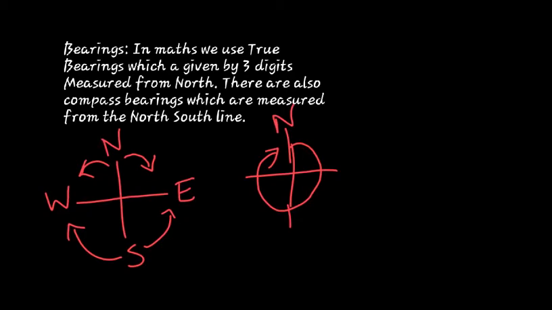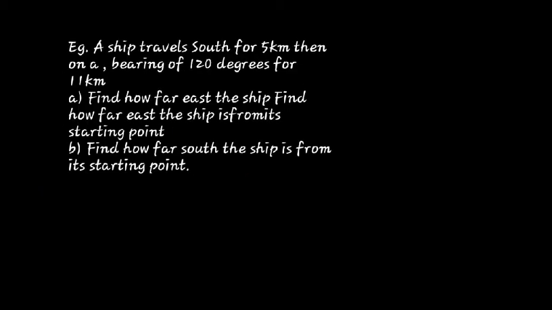Okay, let's have a look. The ship travels south for 5 kilometres, then on a bearing of 120 degrees for 11 kilometres. Find how far east the ship is from its starting point. So we're looking at how far east it is from its starting point. And we've got keywords of 120 degrees and 11 kilometres, and that it's going south for 5 kilometres.